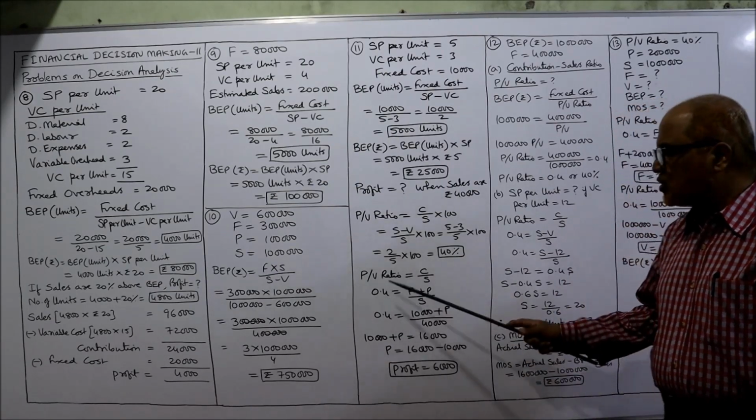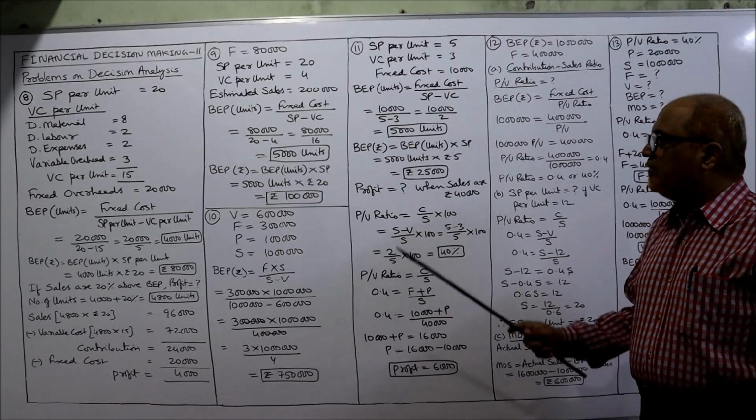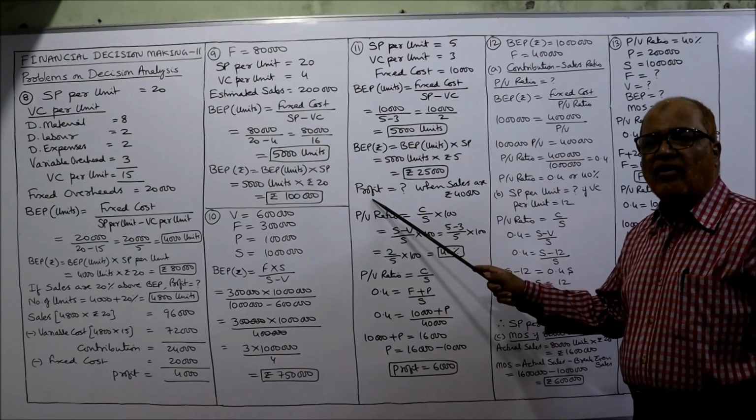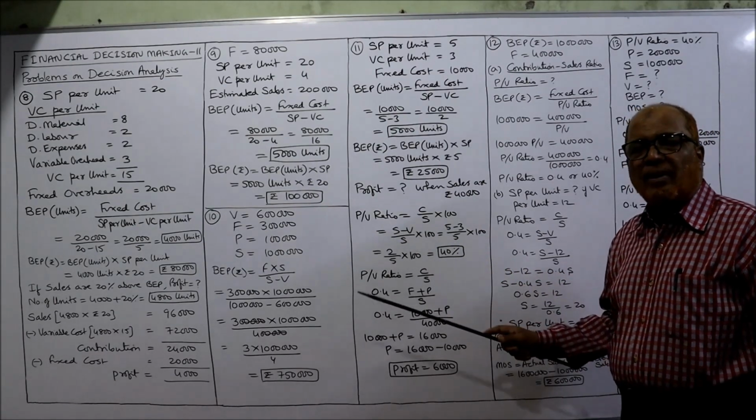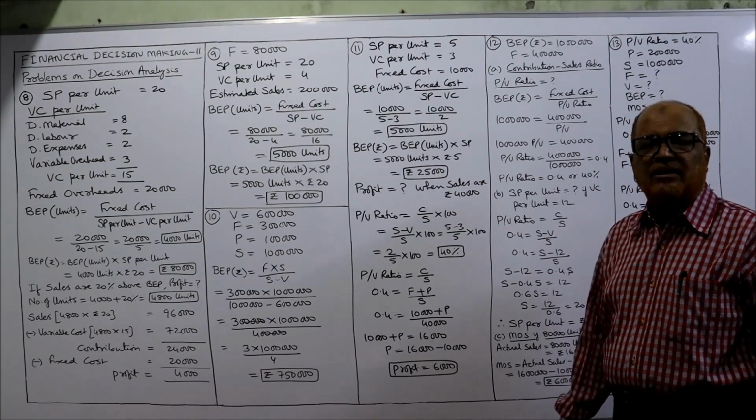So we got PV ratio 40%. So PV ratio, again we apply PV ratio. Ultimately we want profit. Finally we want profit. So this is a multi-purpose formula, PV ratio. By using PV ratio we can find out different things.